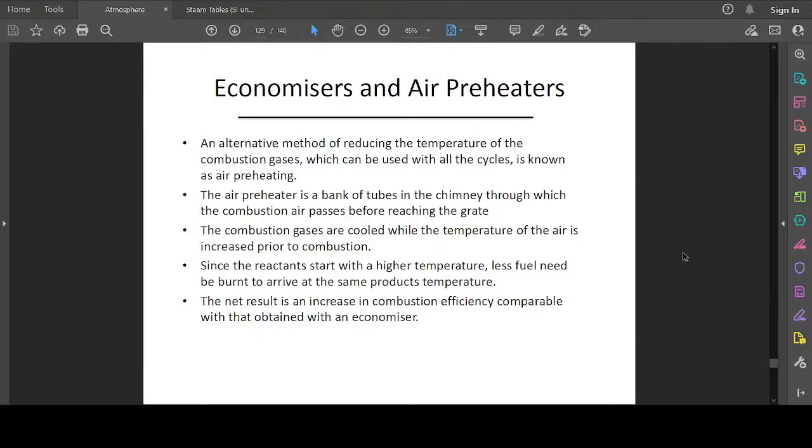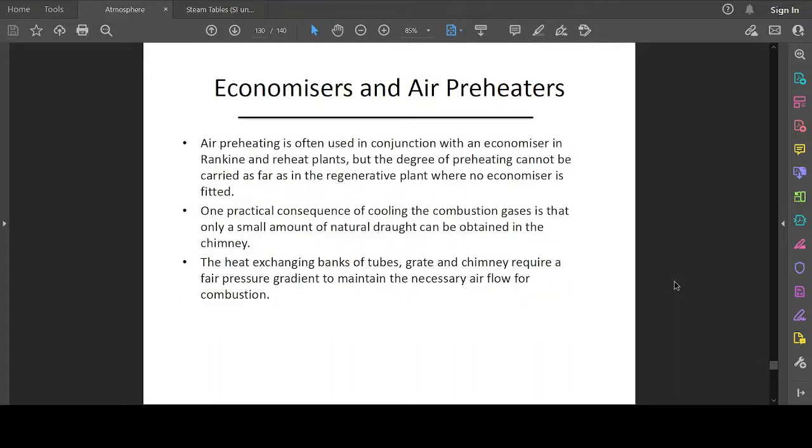So the air preheater is a bank of tubes in the chimney through which the combustion air passes before reaching the grate. The combustion gases are cooled while the temperature of the air is increased prior to combustion. Since the reactants start with a higher temperature, less fuel will need to be burnt to arrive at the same temperature of the product. So the net result is an increase in combustion efficiency comparable with that obtained with an economizer.